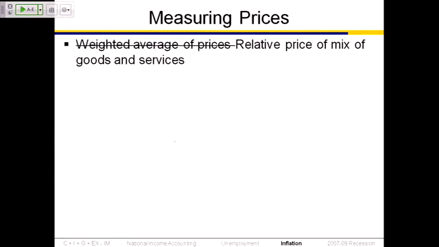Measuring prices. I had a typo on what I handed out, sorry about that, so I scratched it out here. When we talk about measuring prices and measuring the inflation rate, we're going to come up with one number, which is the relative price of some mix of goods and services produced. Put this up here so you see.